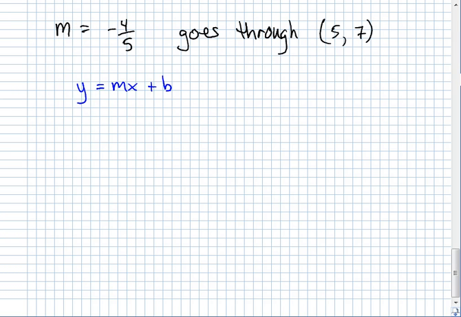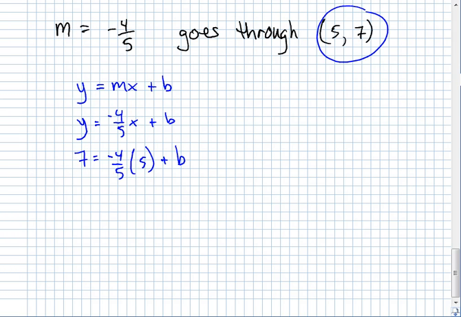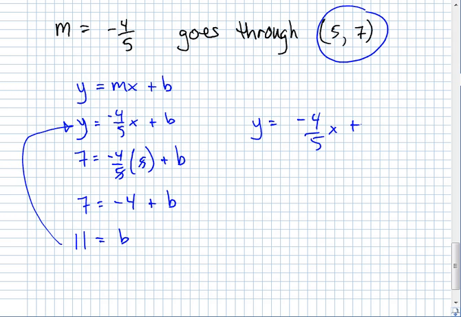Okay, so there's the general equation of a line. Let's plug in what we know, in other words, the slope. Then I need to figure out what b is, and to do that, I'm going to substitute this information into my equation. I've substituted x and y as 5 and 7, respectively. Now I multiply negative 4 over 5 times 5, which is easy. It's just negative 4, because the 5s cancel out. Now all I have to do is add 4 to both sides, and now I know what the y-intercept is. So this goes right here, and I get y equals negative 4 over 5x plus 11.